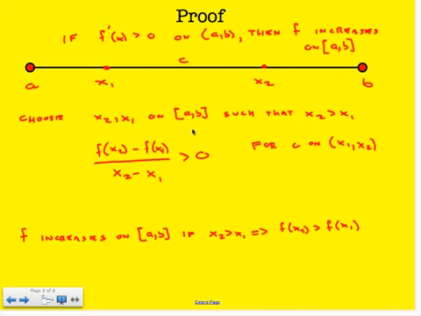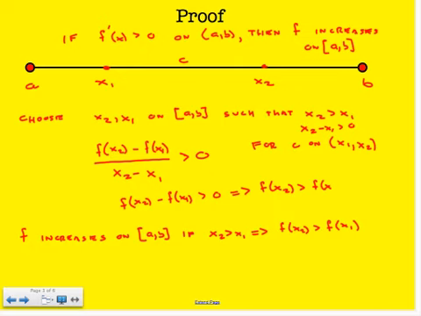Okay, now x2 minus x1. What do we know about that? Well, if x2 is greater than x1, then x2 minus x1 has to be positive. So that means I can multiply both sides by this number, and I don't have to flip the sign. And this is never going to be 0 because x2 is bigger than x1. So if I multiply both sides by x2 minus x1, that gives me that f of x2 minus f of x1 is greater than 0, which means, okay, f of x2 is bigger than f of x1.